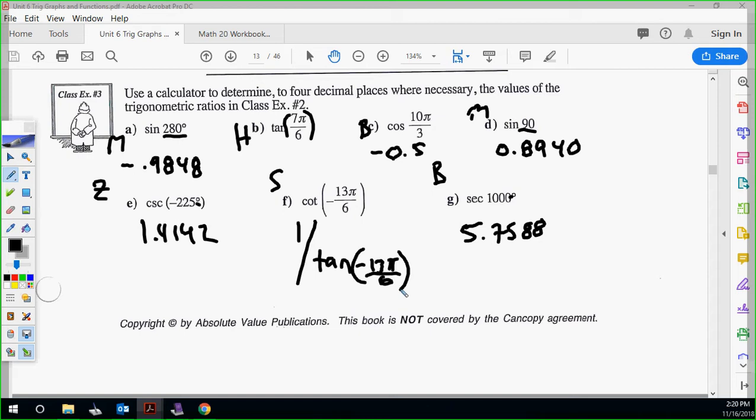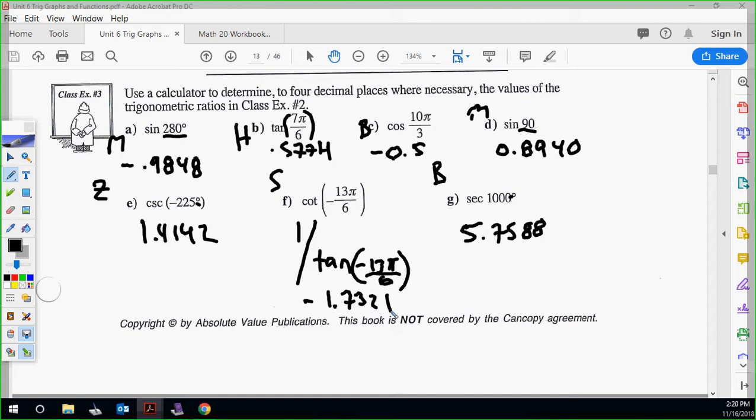Okay, Hannah, did you retry it? I got 0.5774. There we go. Okay, 1.7321. Okay. So you can see it's not as simple as putting those in your calculator, so make sure you practice that so you get that right when you need to. All right, let's keep on going here.